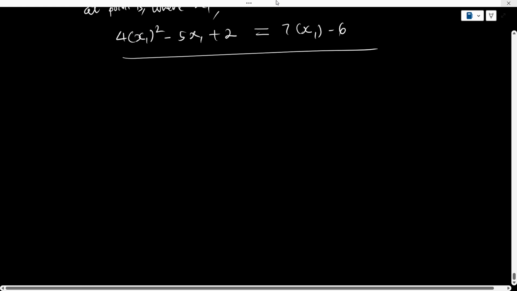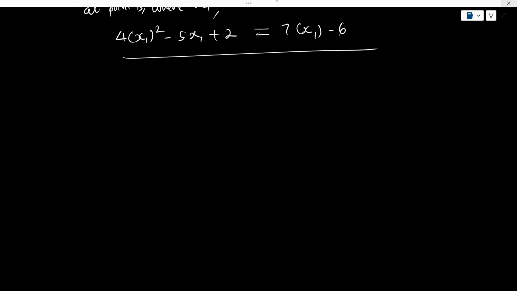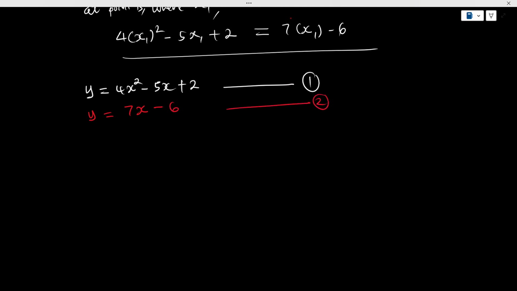So let me rewrite this. Most of the past paper questions are going to be coming this way. Please make sure that you understand what you're doing, because questions are not going to be straightforward. They're going to need you to think a little bit before you're able to figure out the answers. So this is my second equation.